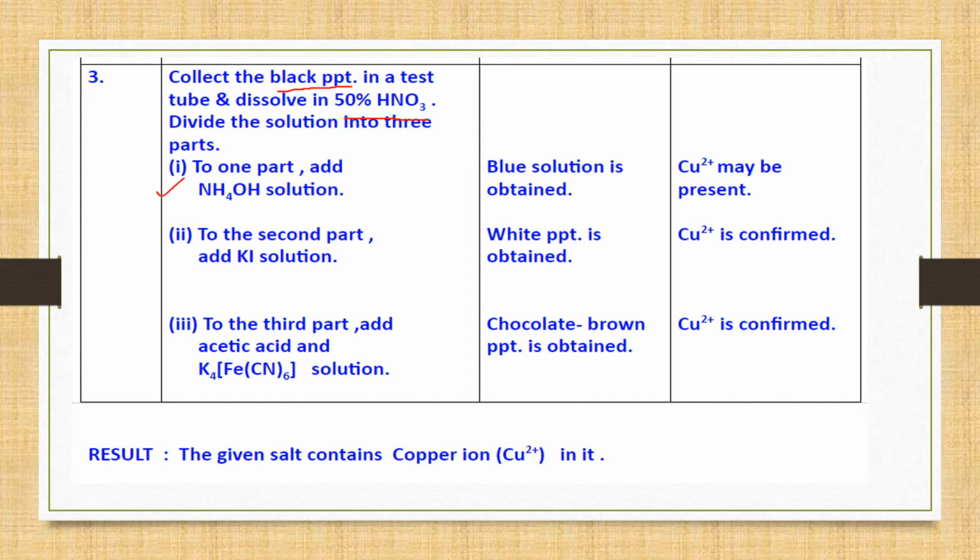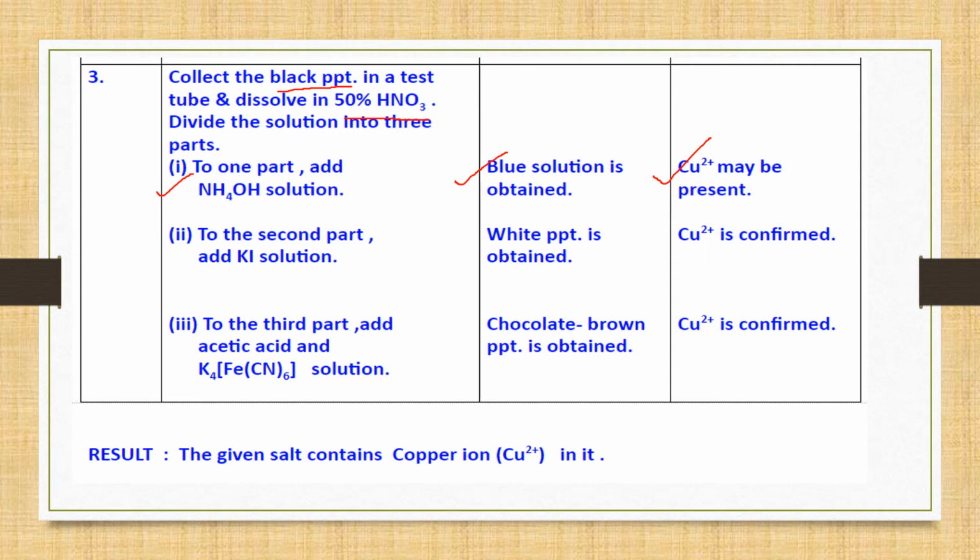To the first part, we'll add ammonium hydroxide solution, and it will give you a blue coloration, blue solution in the test tube. So initially also, the copper salt that we are using in the lab is blue in color, so it will give you the blue color finally. So we'll write it may be Cu2 plus. Still we have to carry out tests to confirm it.